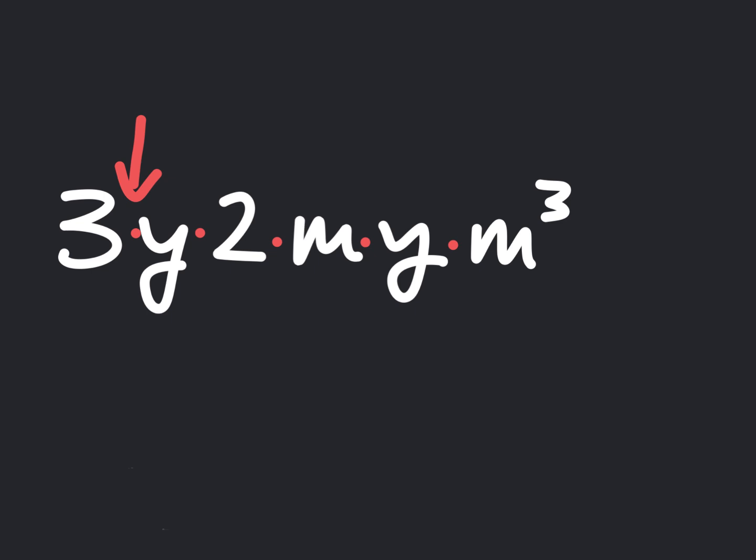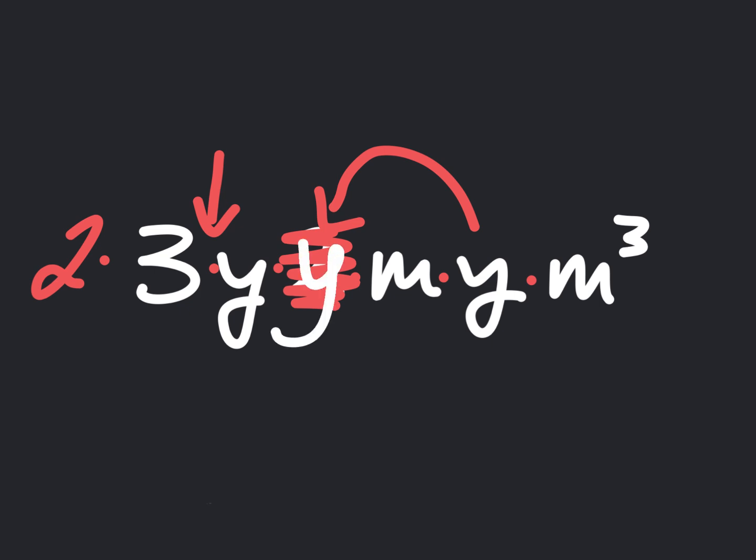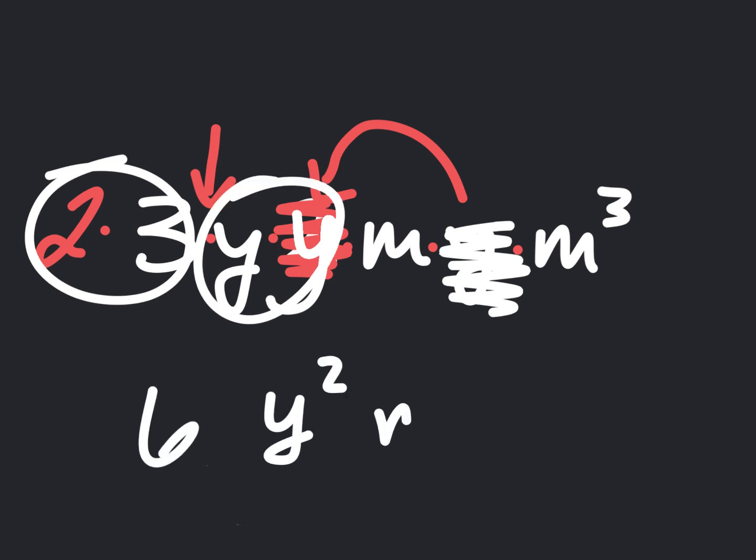Totally not true. This 2 can move to the front and be a 2 times right there. And this y here can move into this spot, and the y can be here instead of there. And now look, I've grouped everything together. That's grouped together, 6 y squared m to the 4th. Tons of people didn't know that.